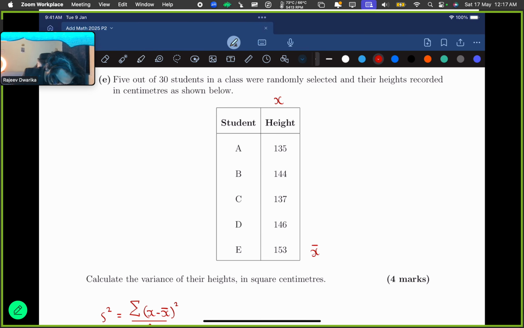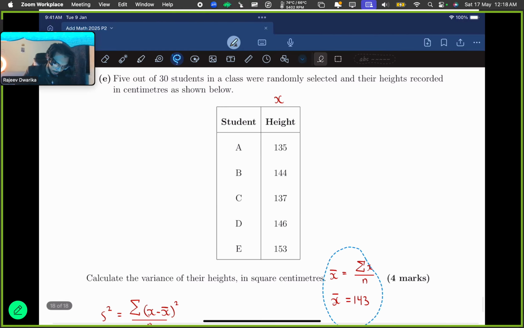x bar is equal to 143, right? And the formula for x bar is the sum of x over n. Well, in this case, because we didn't have frequency, it didn't have to be the sum of fx over the sum of f. So just that. And now we need to find x minus x bar.